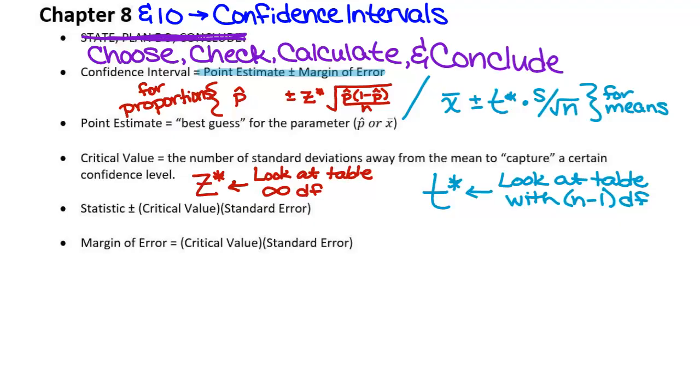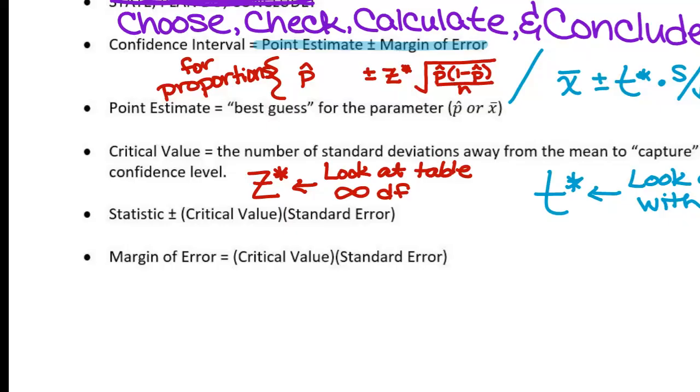So another way to think of this, statistic plus or minus the critical value times the standard error. The critical value and the standard error are the margin of error. All right.